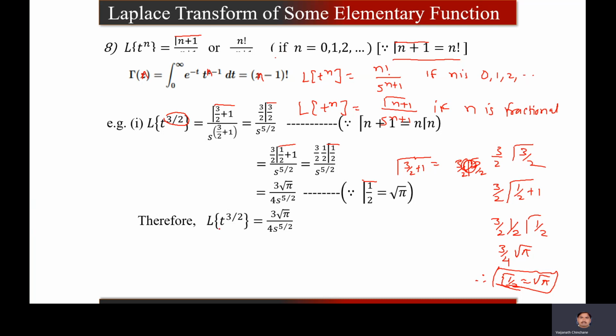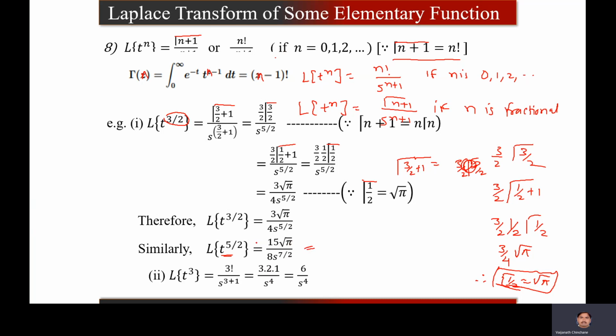Now in the similar way, we find Laplace of t raised to 3 by 2. Therefore, Laplace of t raised to 3 by 2 equal to 3 root pi upon 4 s raised to 5 by 2. And similarly, we can find Laplace of t raised to 5 by 2 is equal to 15 root pi divided by 8 s raised to 7 by 2. Now this is for exercise to you. And t raised to 3 means what? 3 factorial upon s raised to 3 plus 1.